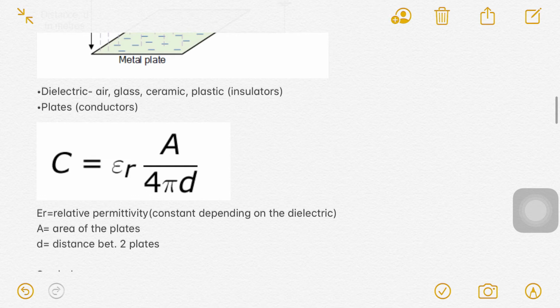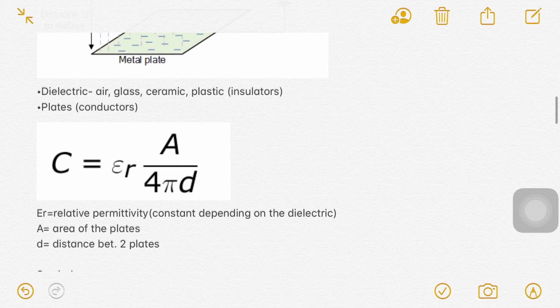Then, A is the area or the surface area ng plates natin, ay yung conductors na pinag-usapan natin kanina. Then, D is the distance between the two plates. Meron nga tayong, di ba, parang sinandwich natin with two plates yung dielectric. So, yung distance ng dalawang plates na to, yun yung D dun sa formula. Na C is equal to epsilon A over 4 pi D.